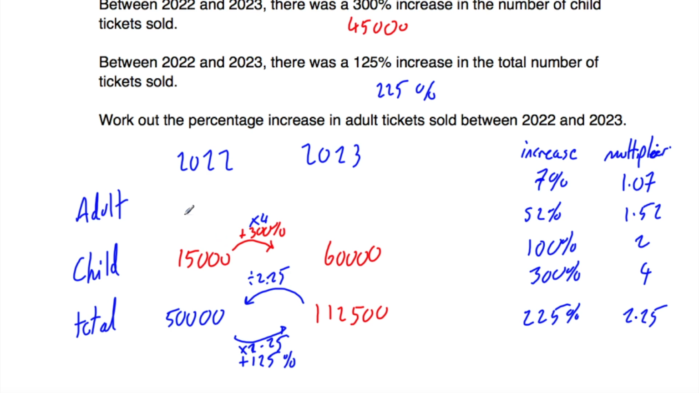Okay, so this is fantastic. We can now work out how many adult tickets were sold in 2022 and 2023, and then we can work out the percentage increase. To work out the number of adult tickets sold, we can just take the number of child tickets sold and take it away from the total number of tickets sold for that year. So we're going to do 50,000 take away 15,000, that's 35,000. And we're going to do 112,500 take away 60,000, so that'll be equal to 52,500.